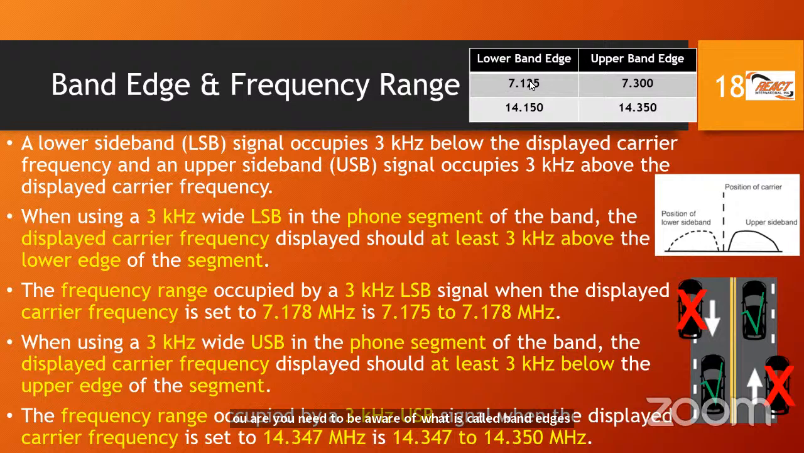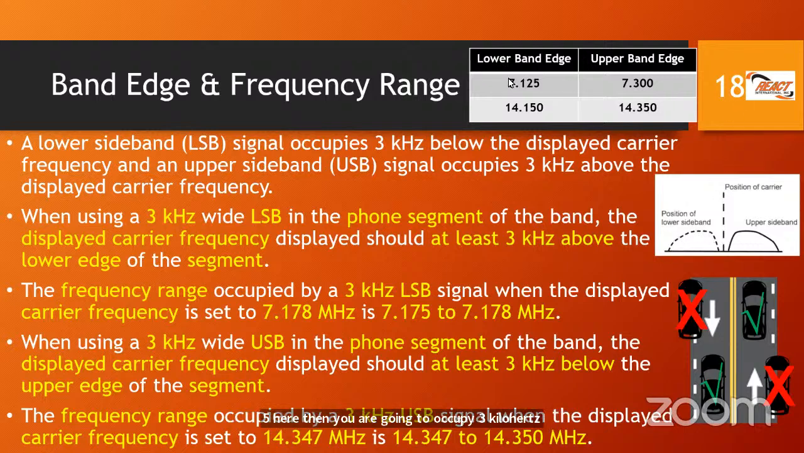You need to be familiar with your spectrum. You need to be familiar with the band plan, where you can operate digital mode, where you can operate phone mode or voice. You cannot just do it willy-nilly. That's poor amateur radio practice. You need to observe the band plan. And if the band edge for voice or phone is 7.125, you cannot punch in 7.125 and then switch to lower sideband, because remember, if you put 7.125 here, then you're going to occupy 3 kilohertz below 7.125.